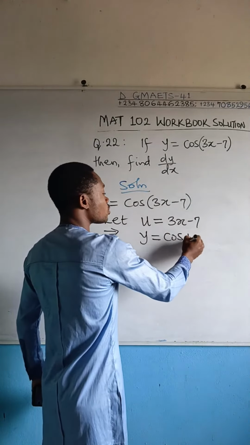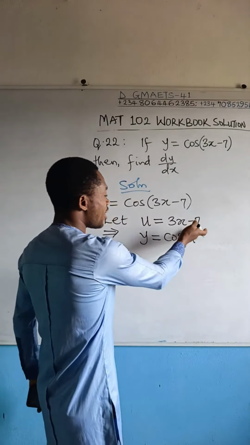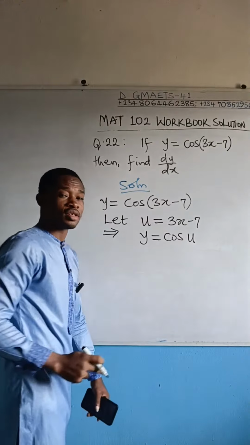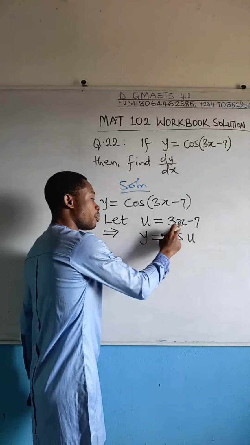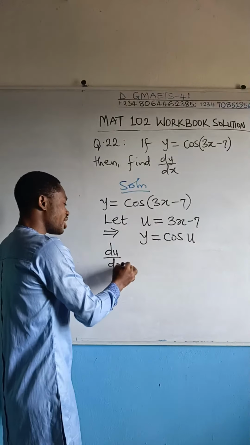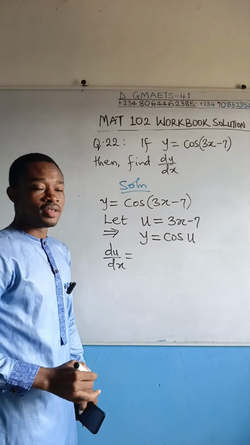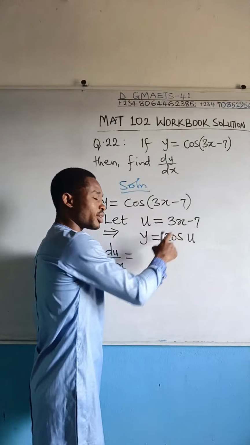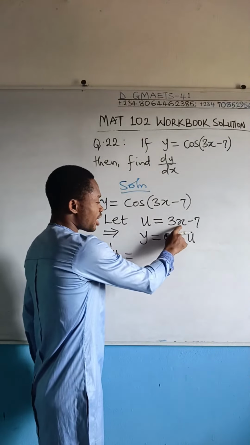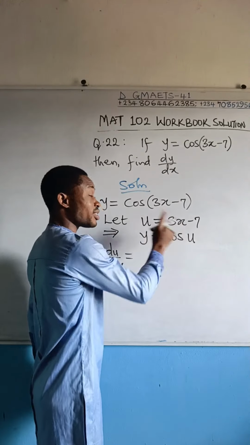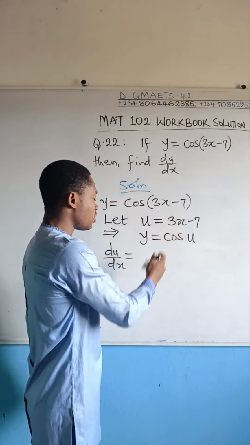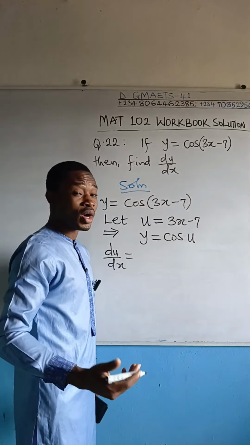If u is equal to 3x minus 7, it simply means that the function y will be equal to cos u. Now I have to differentiate this u with respect to x, because you see clearly that u depends on x. So let us proceed and obtain du dx. Du dx means differentiate u with respect to x, so you're only differentiating the x term. Come to 3x minus 7, differentiate this 3x, simply differentiate this x, that's x raised to power 1. If you differentiate it, you get 1.